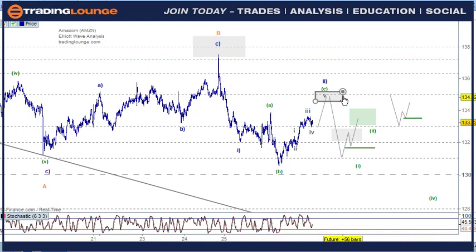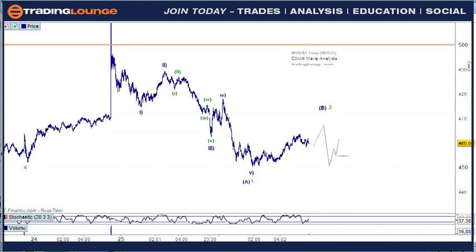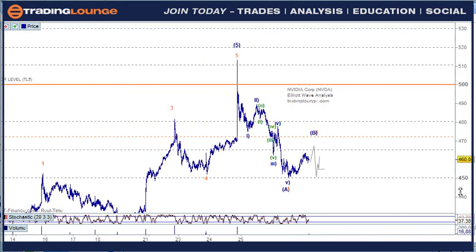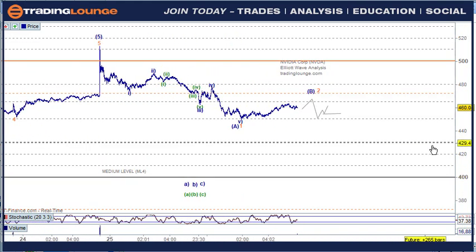So any positions that you do up here, just make sure that they're very small. Don't get carried away with them because you could get trapped. This is NVIDIA here. And yeah, so we counted 5 waves up here. And yeah, just sort of checking it out.